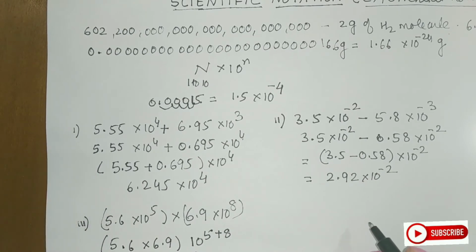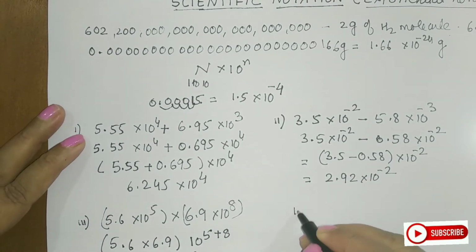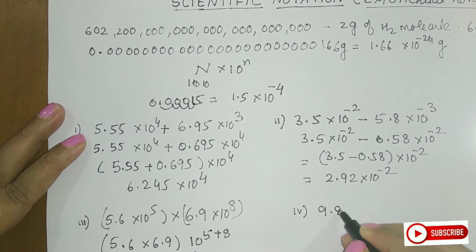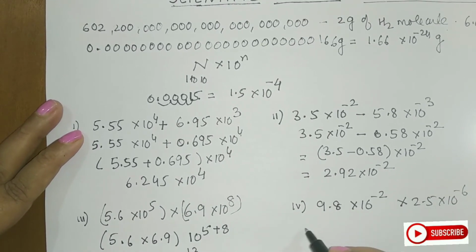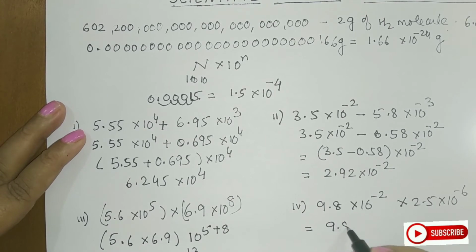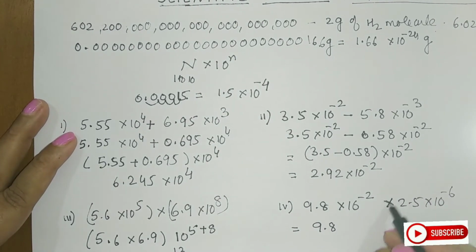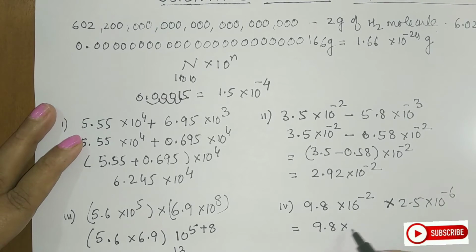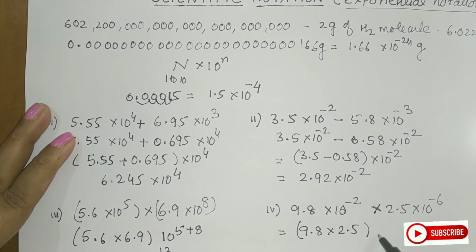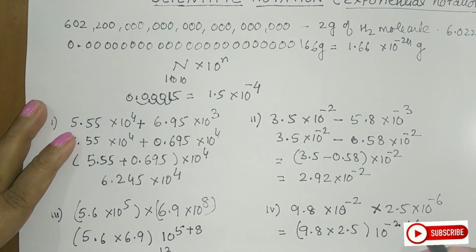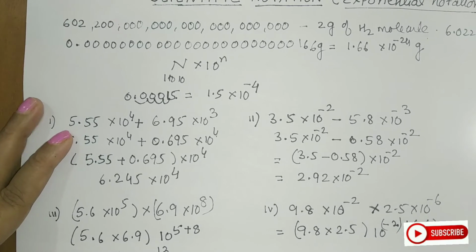Let us see the next one, that is 9.8 into 10 raised to minus 2 multiplied by 2.5 into 10 raised to minus 6. How will you do this, student? This will be 9.8 multiplied by 2.5, and the powers I will add them. So it will be 10 raised to minus 2 plus minus 6.